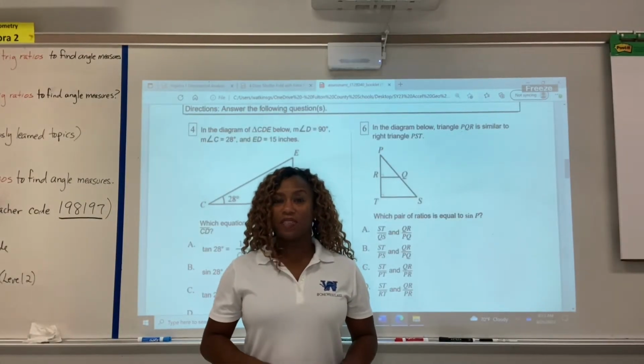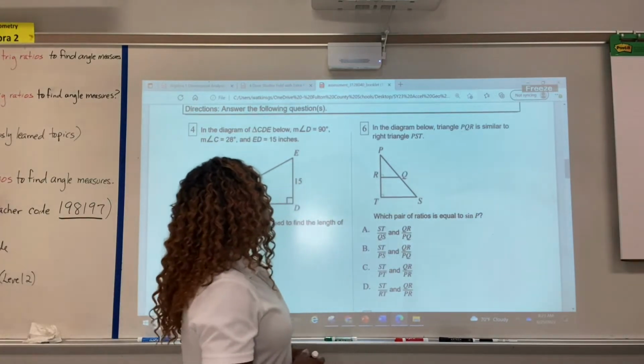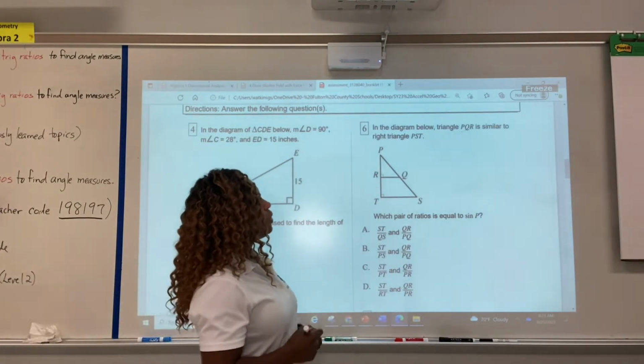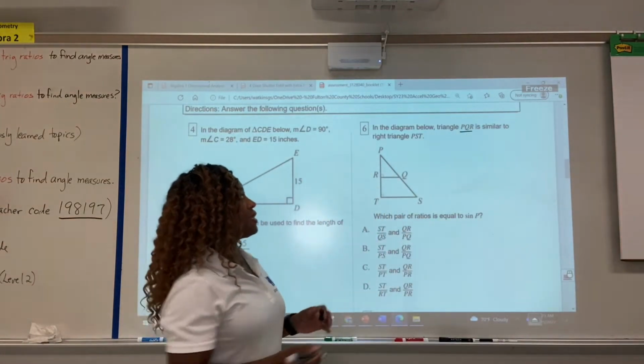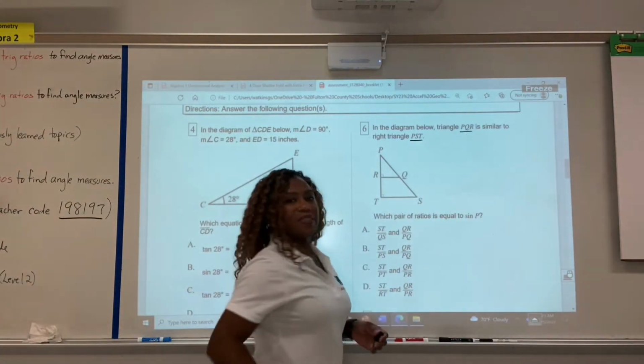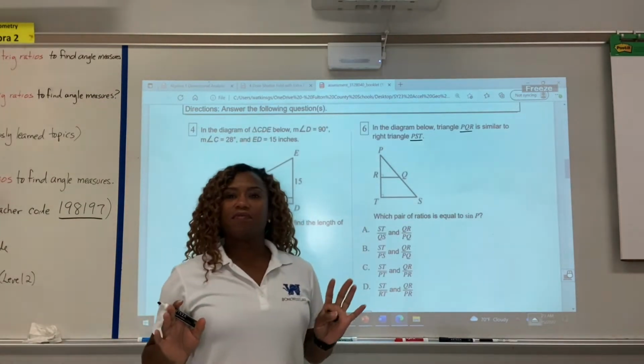Let's continue with our study guide / practice test with problem number 6. So for problem number 6, in the diagram below, the triangle PQR is similar to right triangle PST. The question asks which pair of ratios is equal to the sine of angle P.